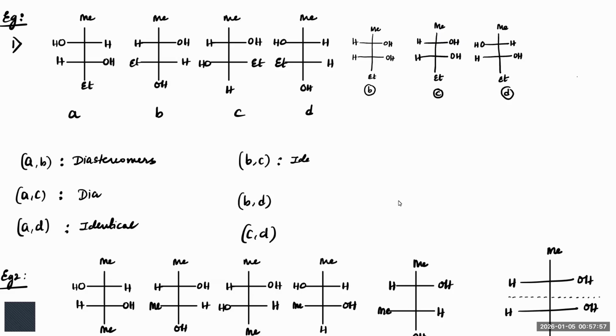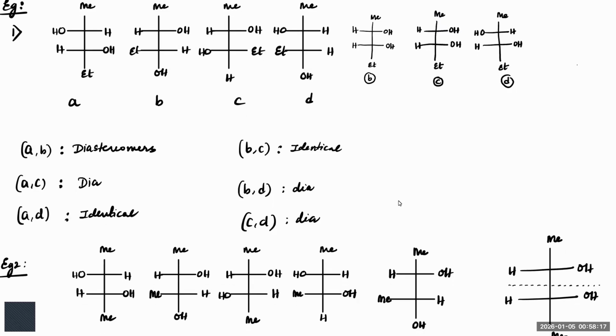Just now we have learned identical. B and D are diastereomers. C and D are also diastereomers. This is what you would get. Okay, this is how you can compare it.